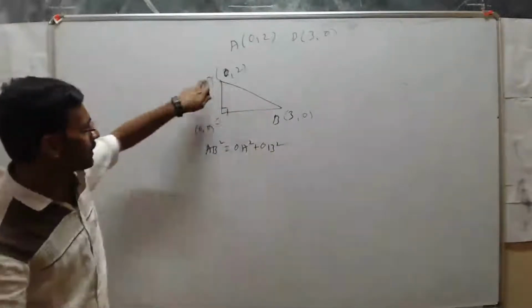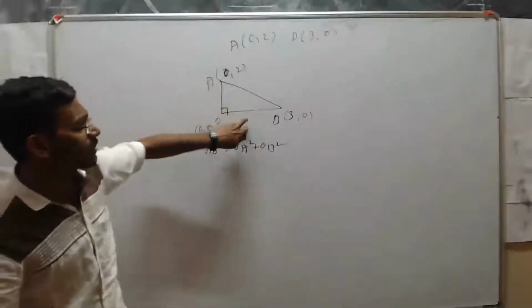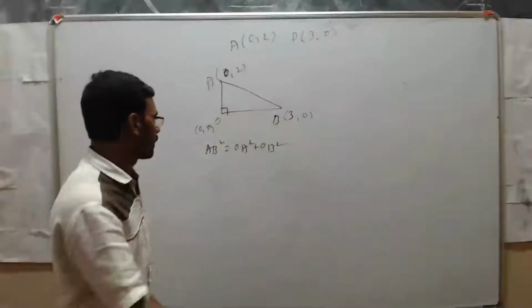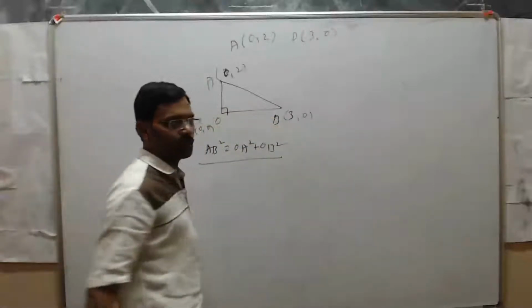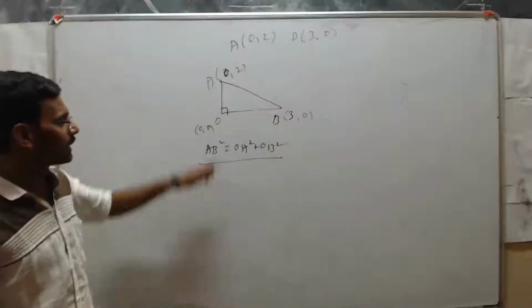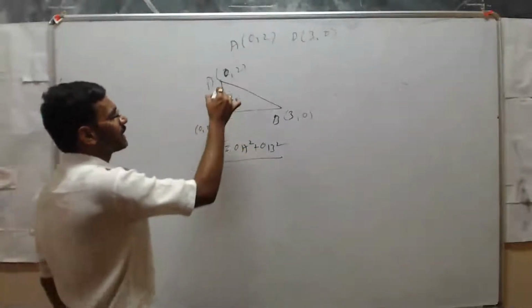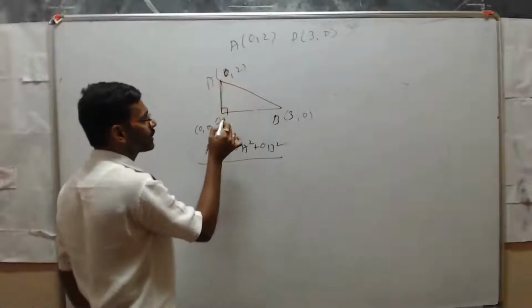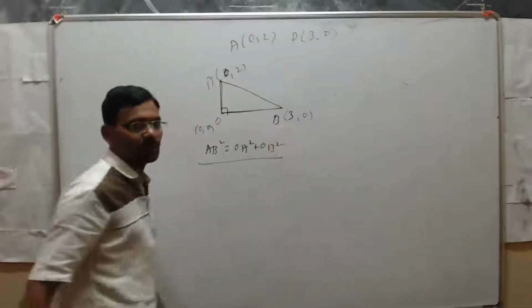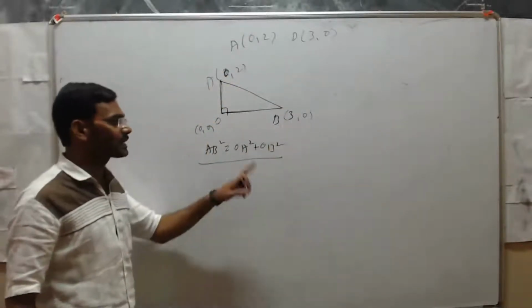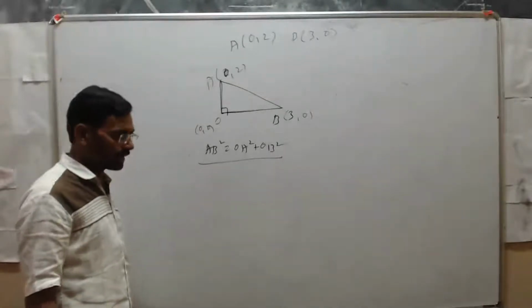According to Pythagoras theorem, AB square is equal to AO square plus OB square. It means the distance of AB square is equal to distance of OA square plus distance of OB square.